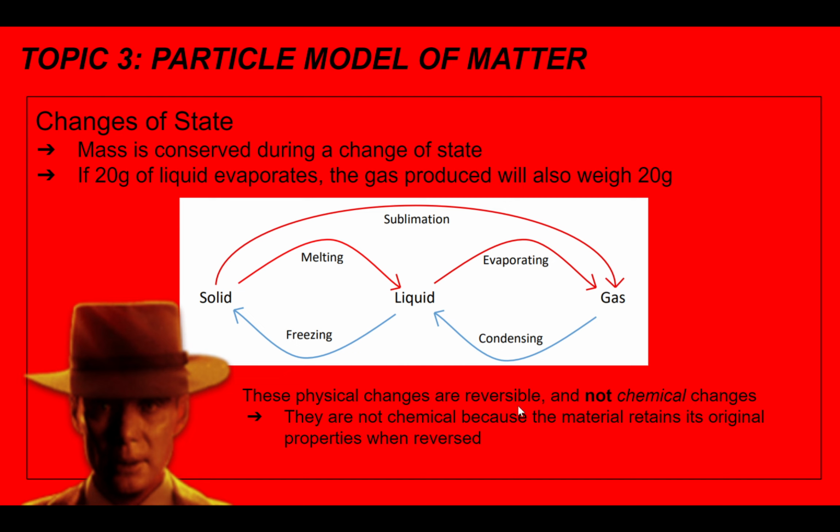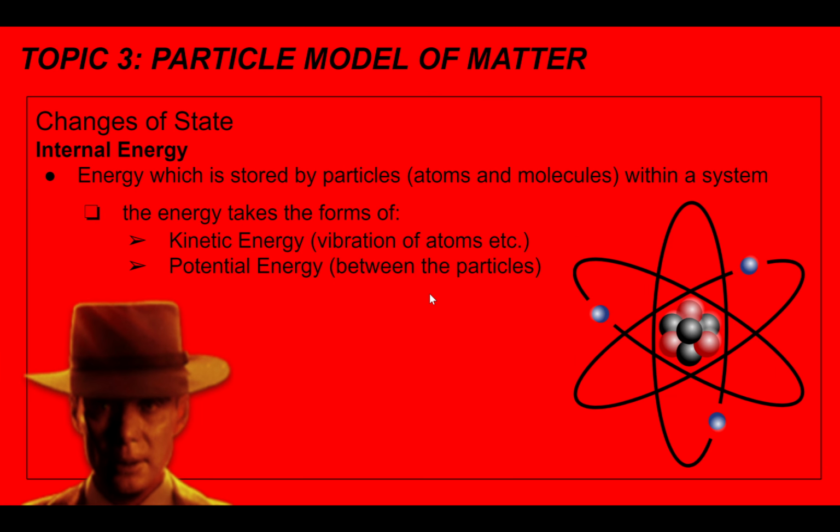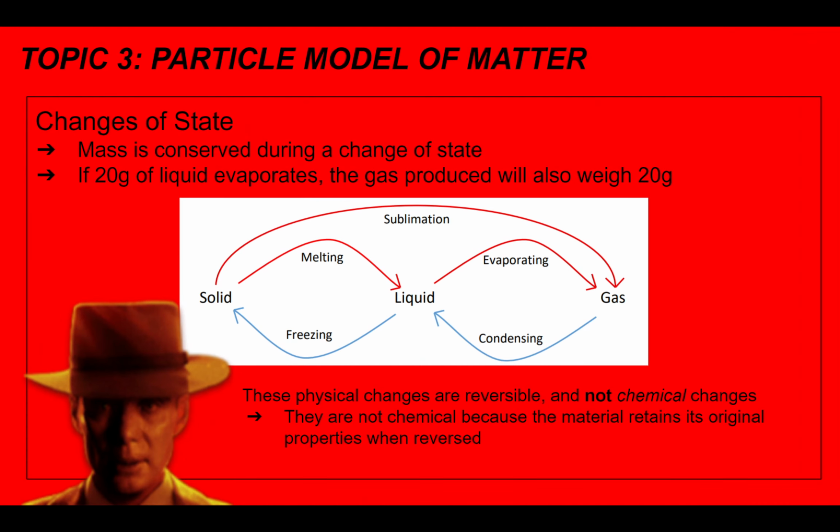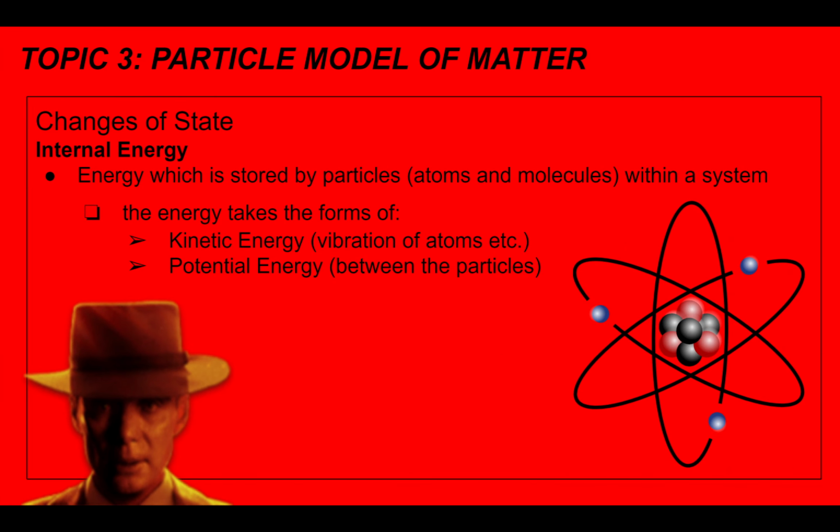These physical changes are reversible and not chemical changes. They are not chemical because the material retains its original properties when reversed. So for example, an egg is a chemical change, as you can boil an egg, you can scramble an egg, but you can't put it back in the shell. You can't make it back to its original egg-like form.